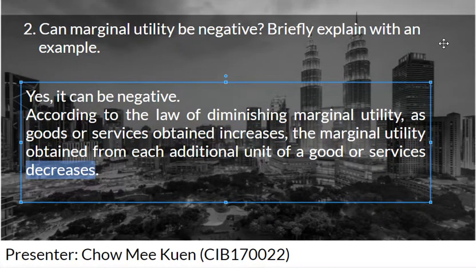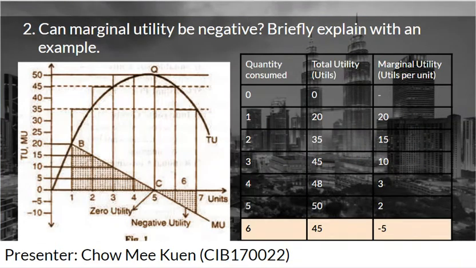Let's move on to the examples. The table and the graph here can show you how the marginal utility can be negative. In the graph, this curve is the total utility, while this line sloping downwards represents the marginal utility. When the first unit of goods or services is obtained, the total utility will be 20 utils, and the marginal utility will also be 20 utils per unit.